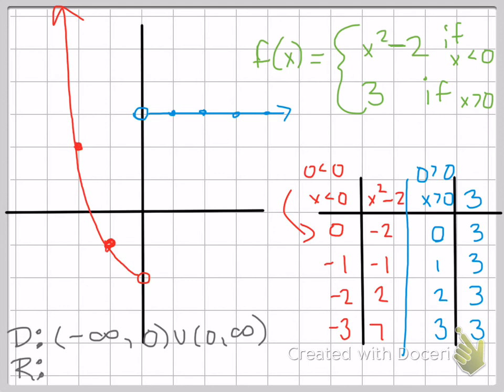Our range, again going bottom to top, the lowest value we have is -2, and it's an open dot, so it's not included. And we go to infinity. So that is our range.